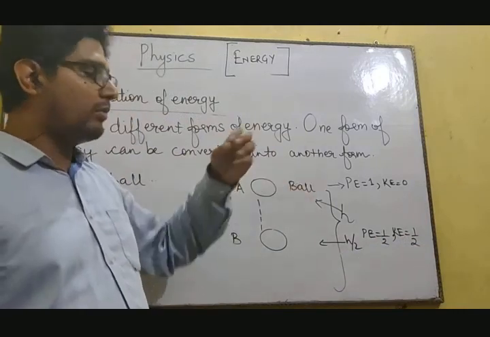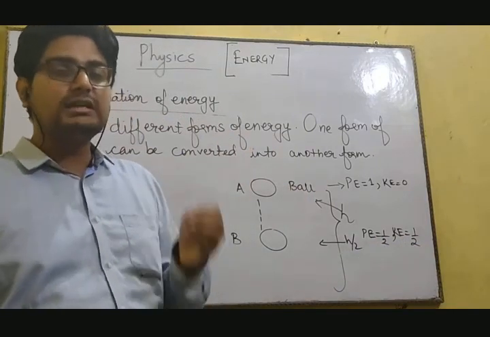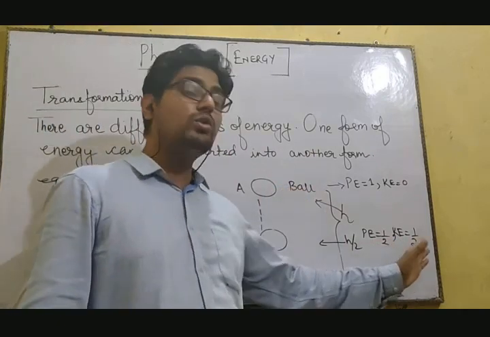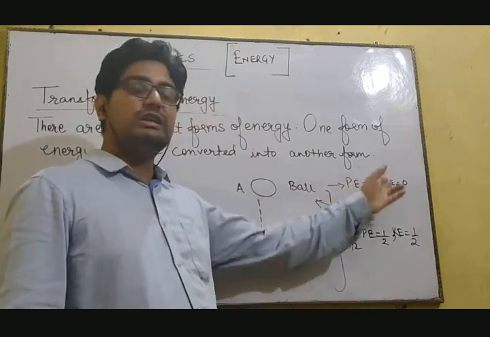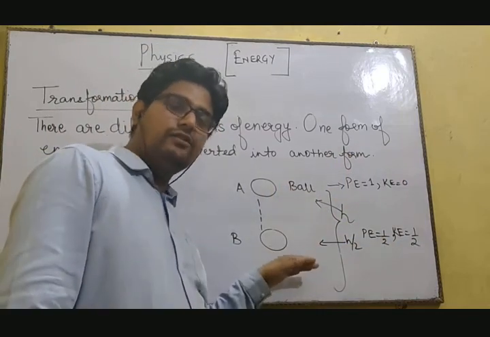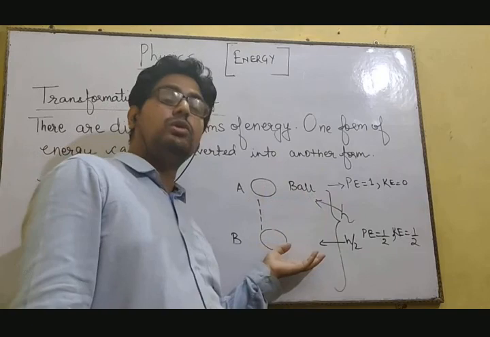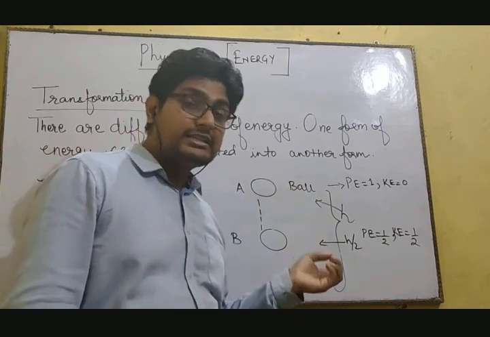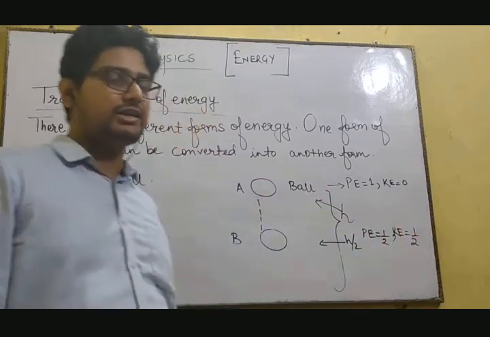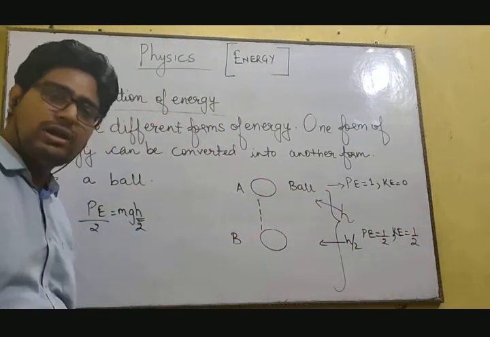So obviously the ball is not losing any kind of energy. It is just converting from one form to another form. So earlier the ball was having only potential energy. Now when it has reached a height of half of the upper height, in this case the ball is having half of the potential energy and half of the kinetic energy. Now obviously the ball will come down now.